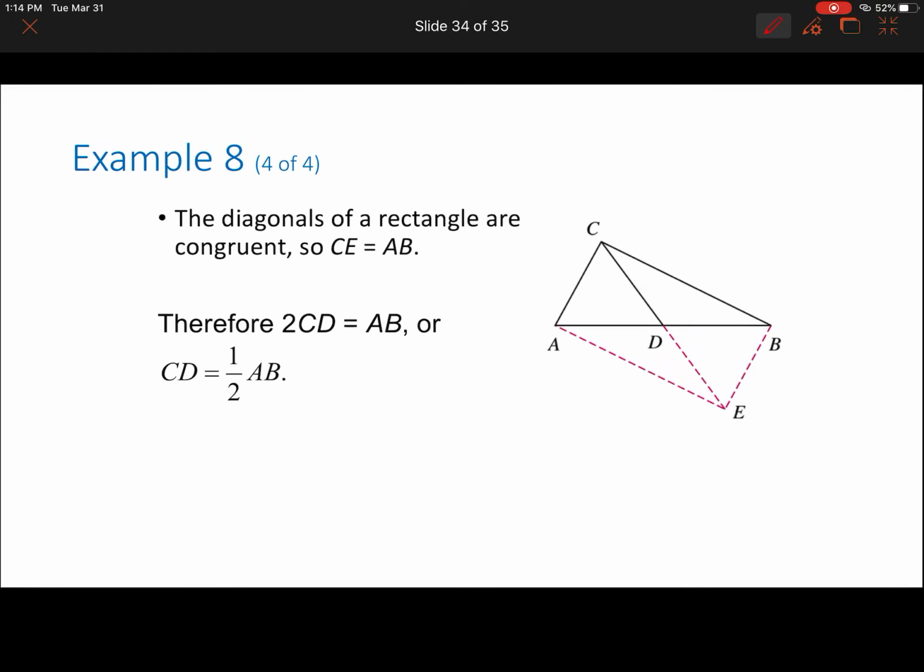The diagonals of a rectangle are congruent. Again, CE and AB are congruent. Therefore, 2 times CD, which gives us CE, is the same thing as AB, or in other words, CD is half of AB. And that's what we were asked to prove in the beginning. We're trying to show that that statement is a true statement.